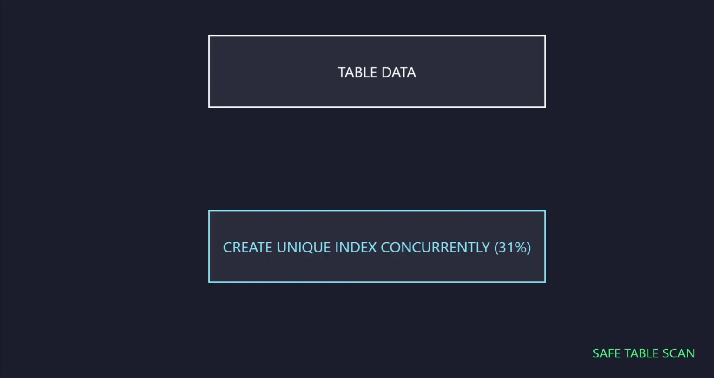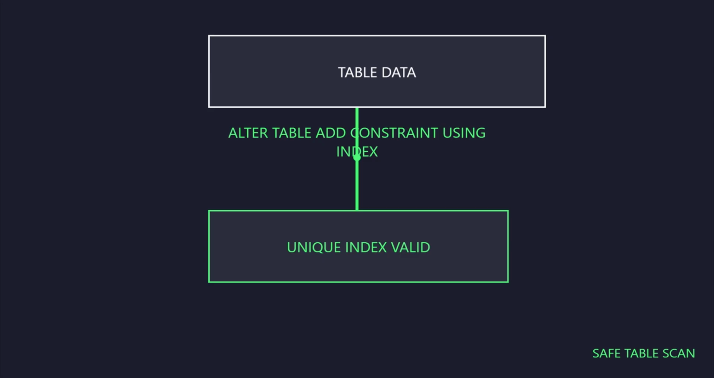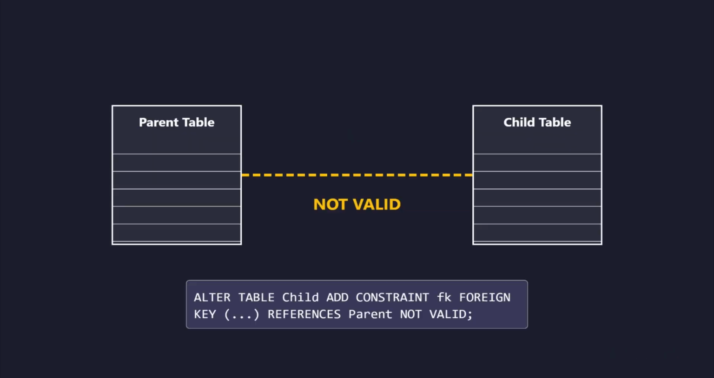Postgres cannot add a unique constraint concurrently in one step. First, create a unique index using the concurrently keyword. Once the index is valid, add the unique constraint by referencing that existing index, which avoids a secondary table scan.